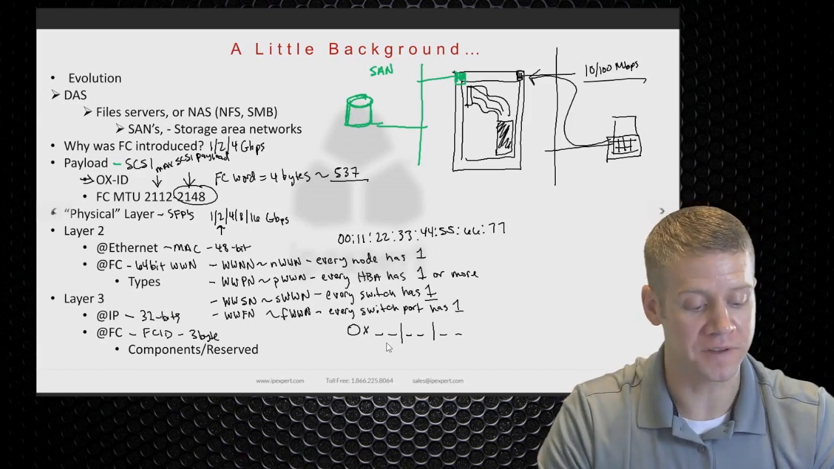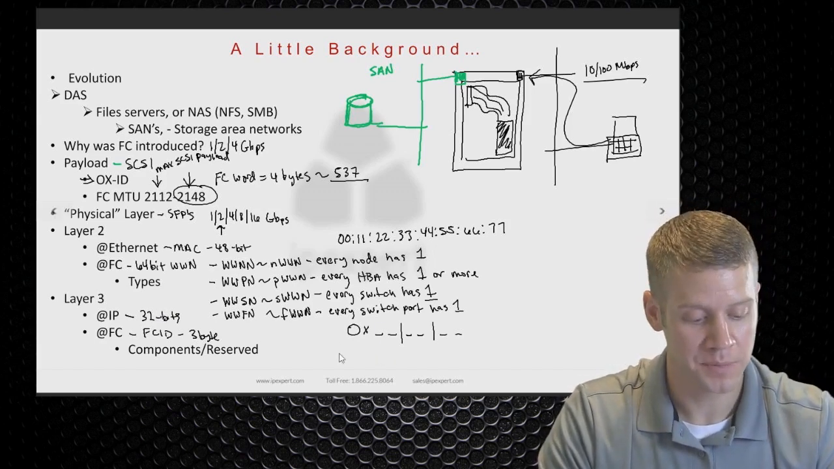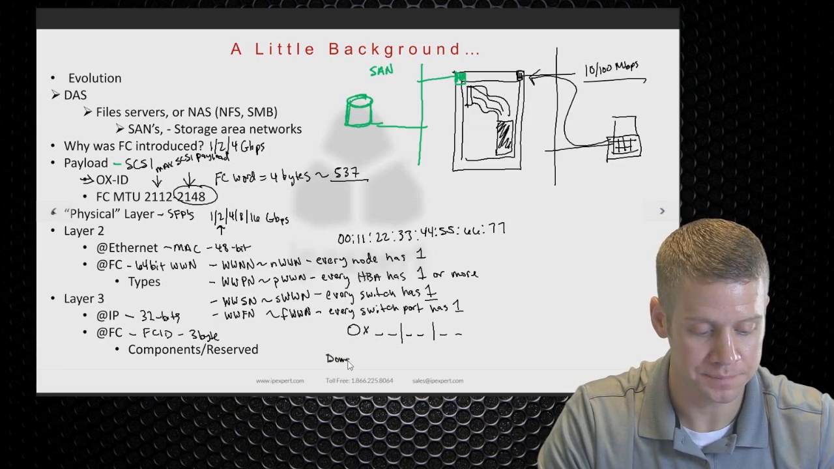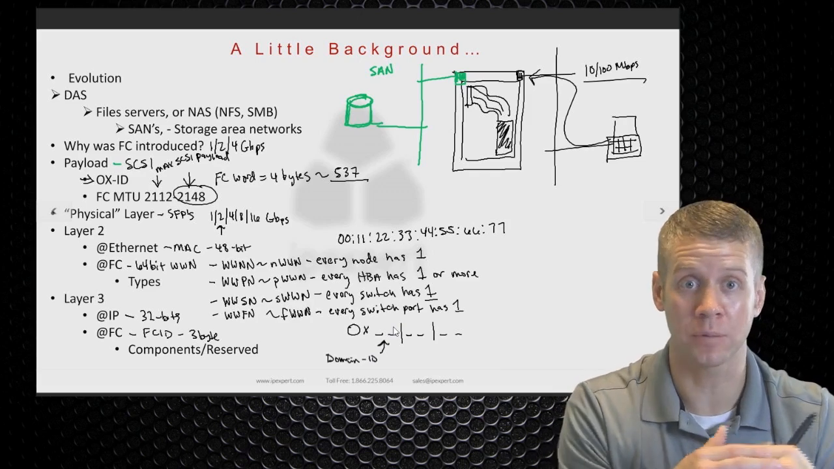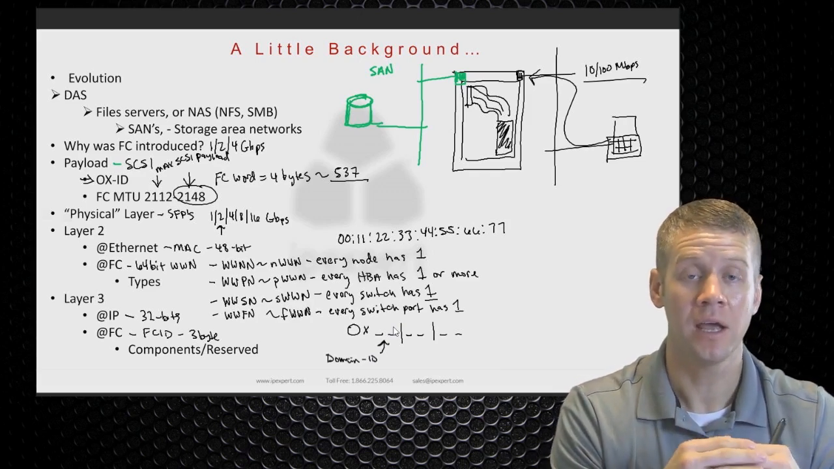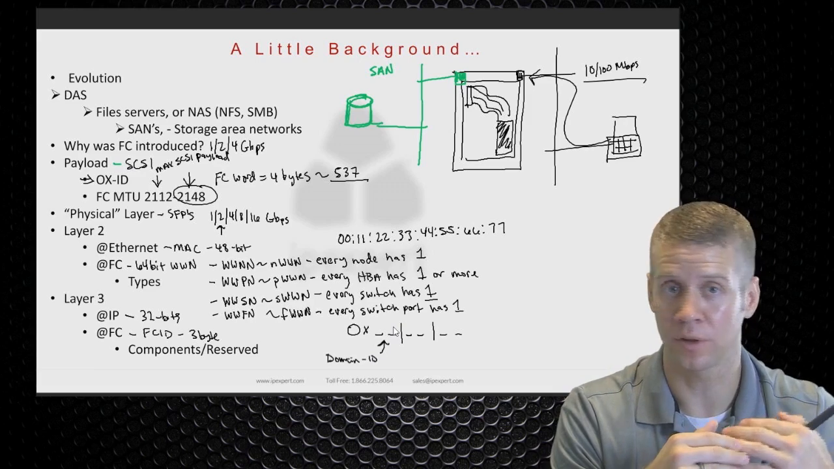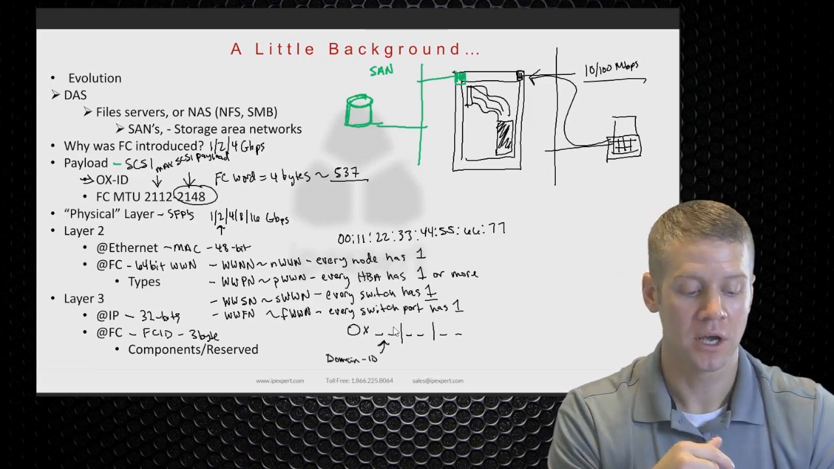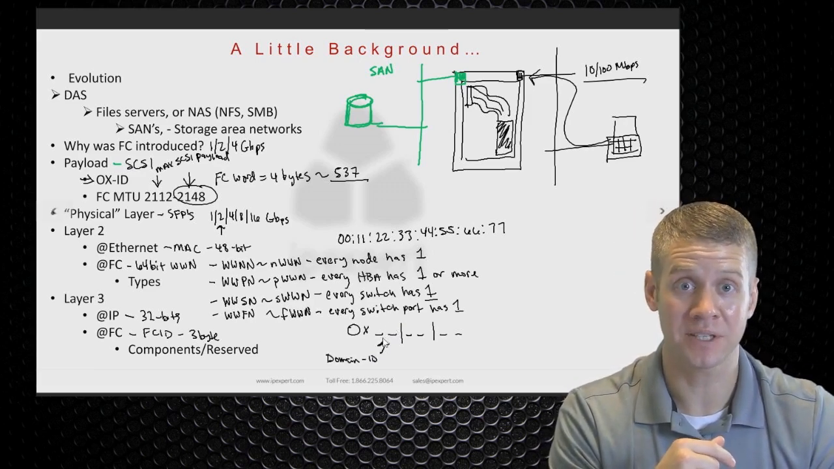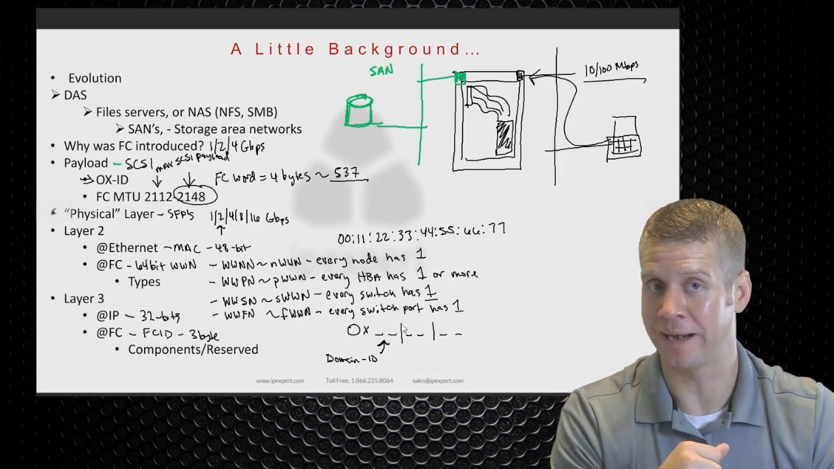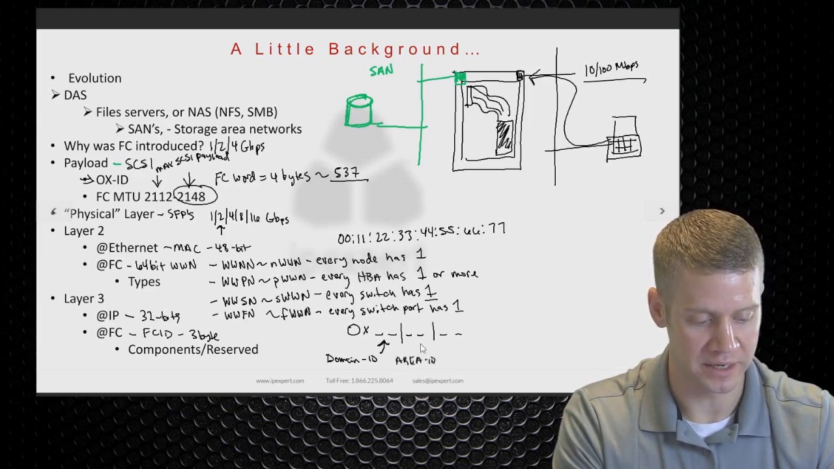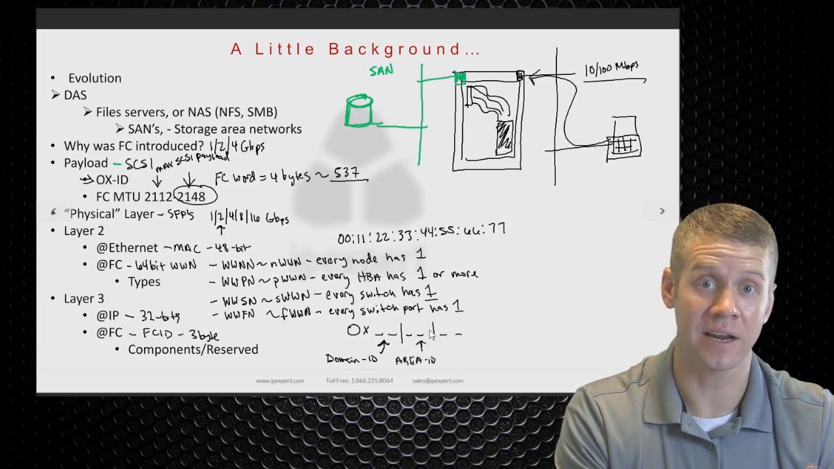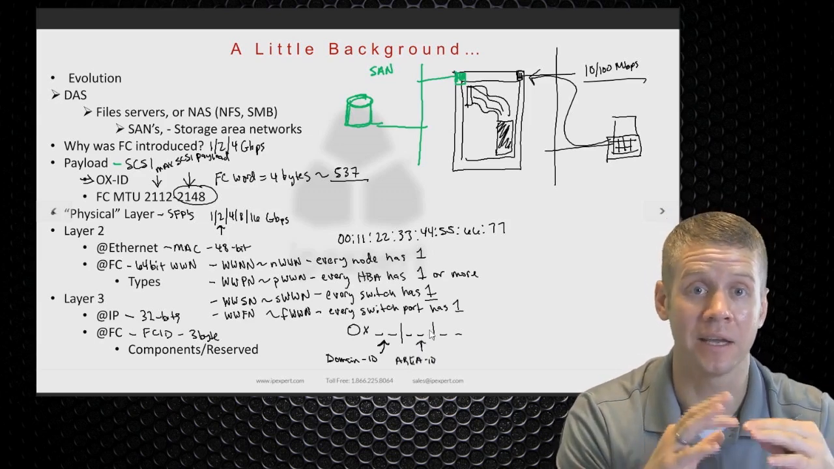This first field, or these first 8 bits, are what we call the domain ID. Every switch in the Fibre Channel network is going to have a domain ID. As they address their clients, whether those clients are initiators or targets, this first 8 bits is going to be represented with that switch's domain ID. The second field is going to be the area ID.